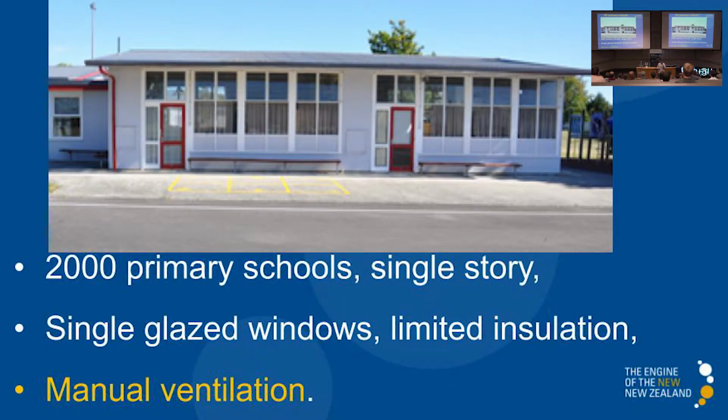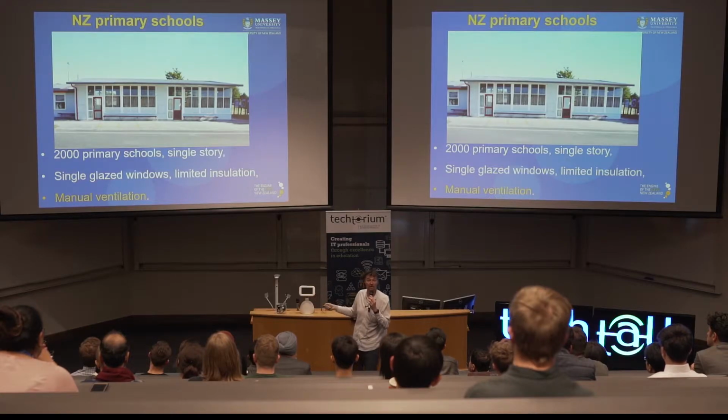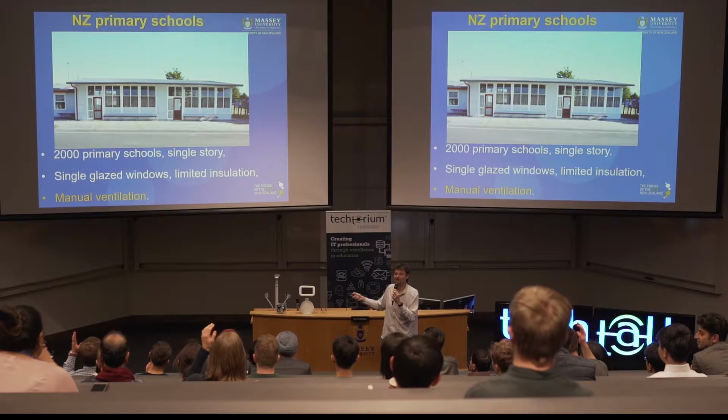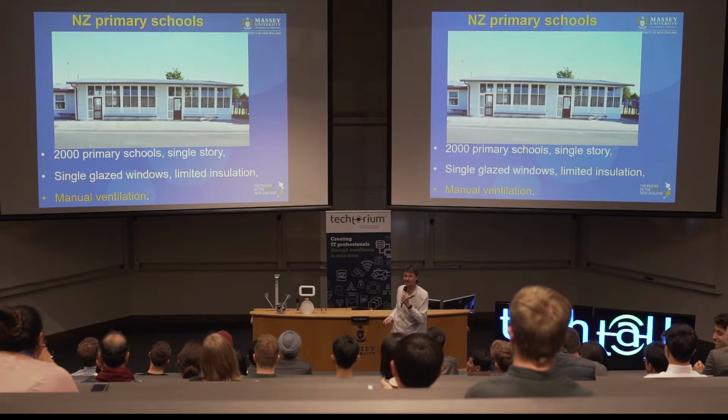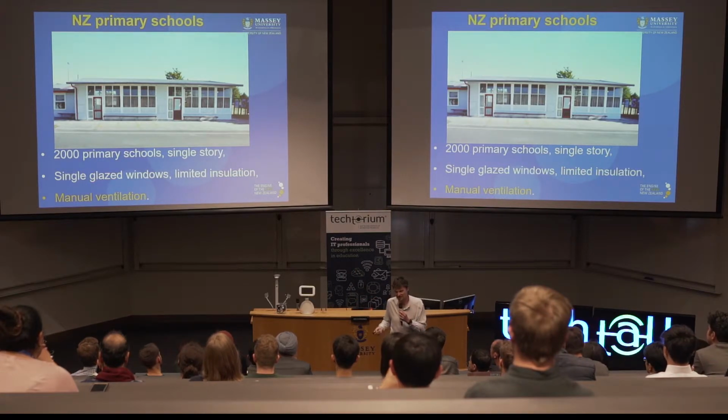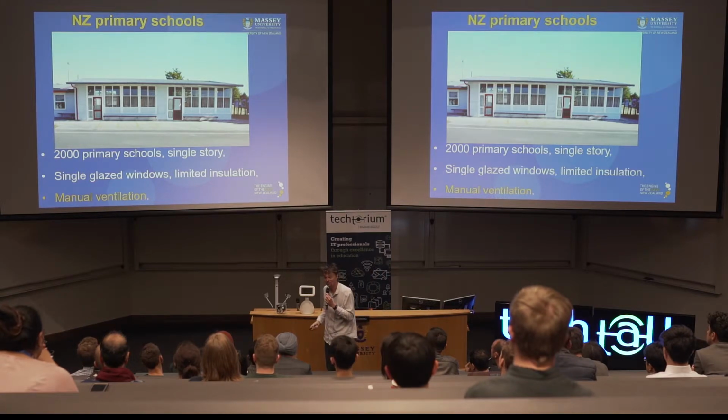So we've got about 2,000 primary schools in New Zealand, and this one is in Palmerston North. I was in Palmerston North, Massey Palmerston North, before moving to Albany campus. And this picture I took, so I don't know how many of you have been in primary school in New Zealand? Yeah, so you were in this type of building, so it's building built in the 1960s. One story, single glazed windows, limited insulation, quite cold in winter time.